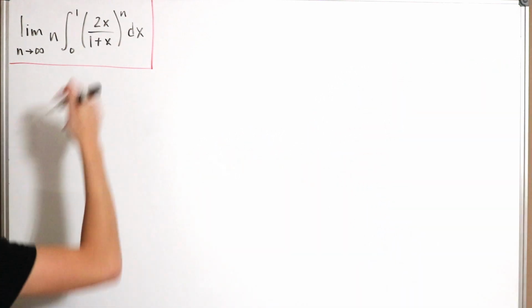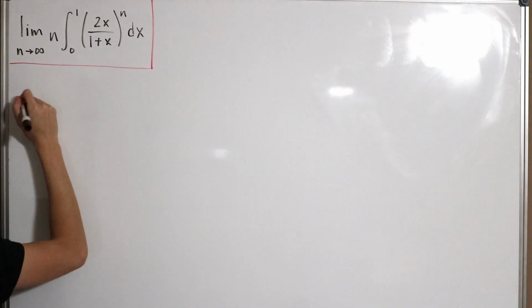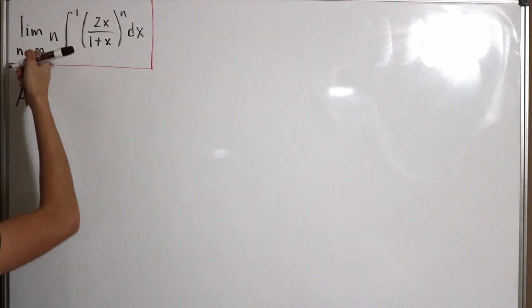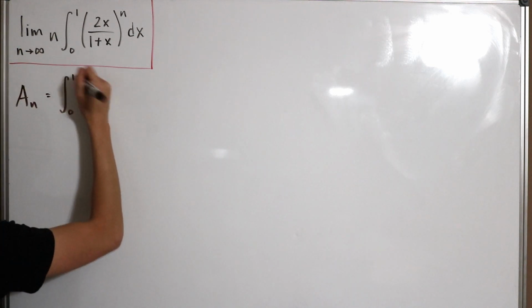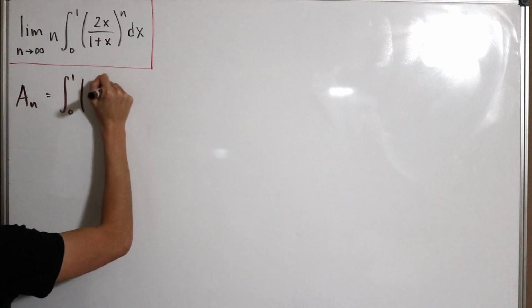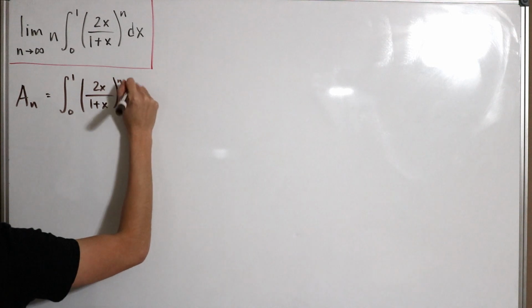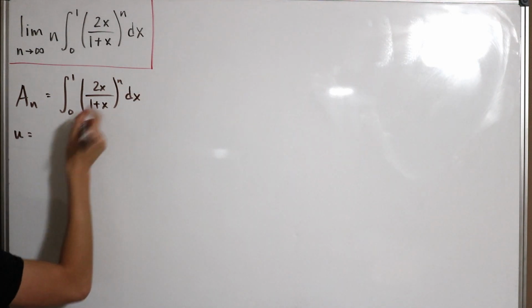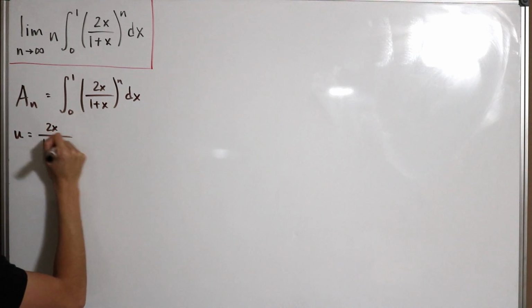Suppose we're going to evaluate this definite integral first. I'll call this a sub n, since we have n approaching infinity. So this is the definite integral we're trying to evaluate: 2x divided by 1 plus x to the power n dx. Then let's perform a u-sub. So u is equal to the inside quantity, 2x divided by 1 plus x.